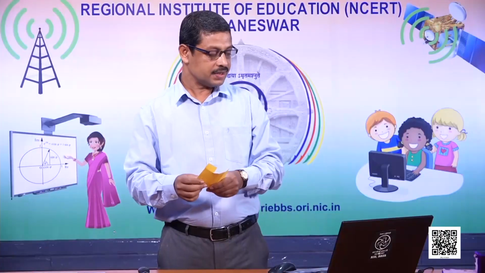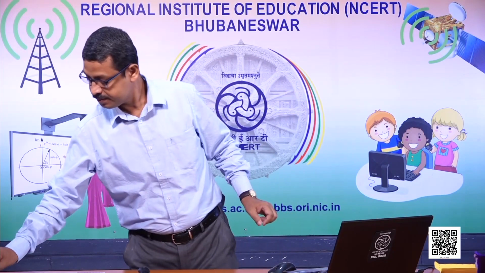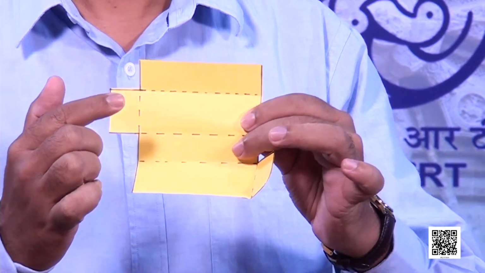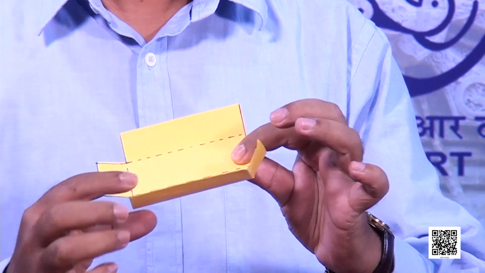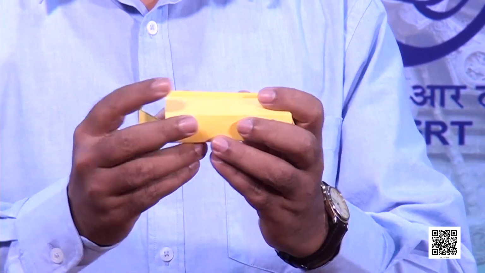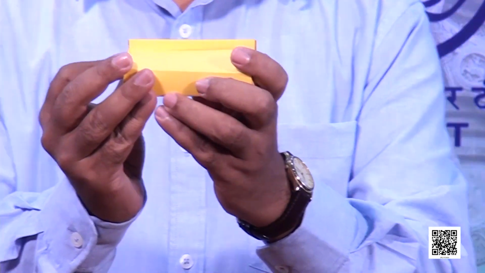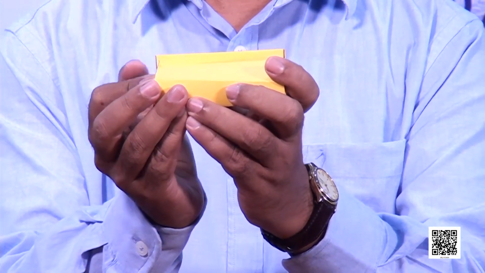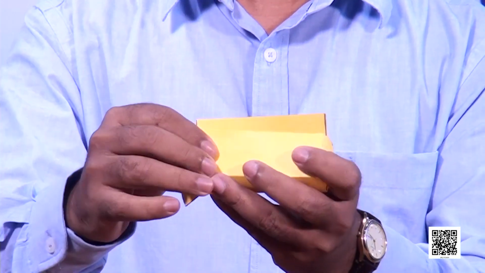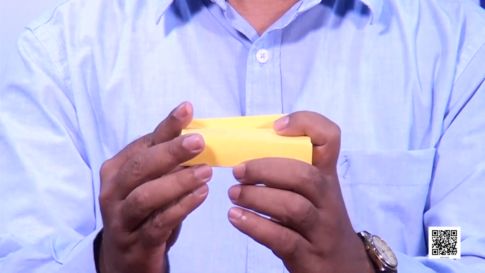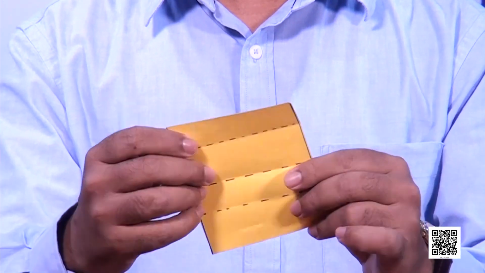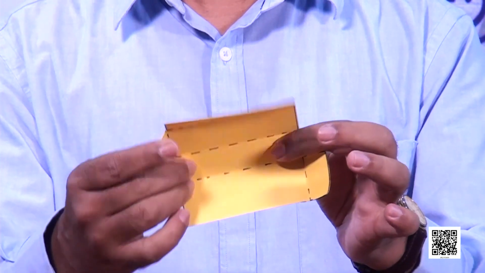Now I am taking another shape. Now you see dotted lines here. I have to fold along those dotted lines. I am folding it. You see carefully. You see, here some extra part is there. It is not covering this part. This part is not covering exactly here. So some extra part is coming out. So from this shape, I cannot make a box.